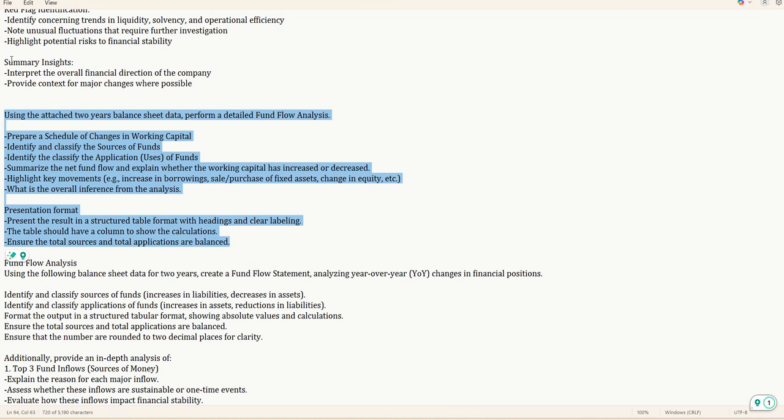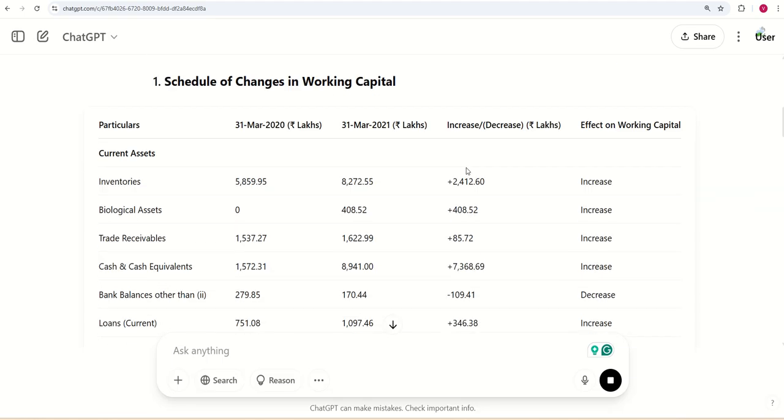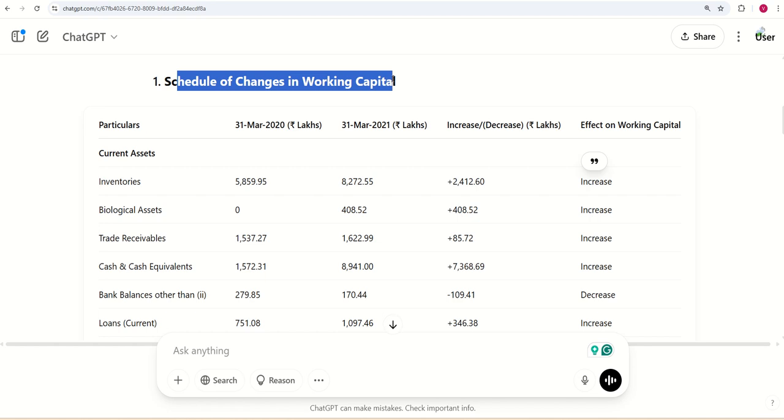The first point I asked was to prepare a schedule of changes in working capital. So working capital, where are the items which have decreased? When compared to horizontal analysis, where you get a percentage change between 2 years, here you will get just the absolute numbers. What is the change between the actual numbers in the balance sheet, and whether it's an increase or decrease. So first comes the schedule of working capital.